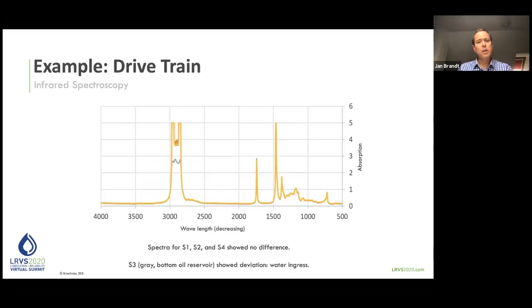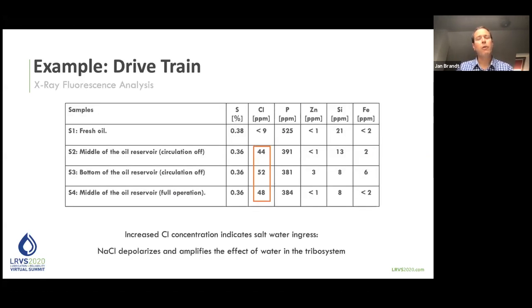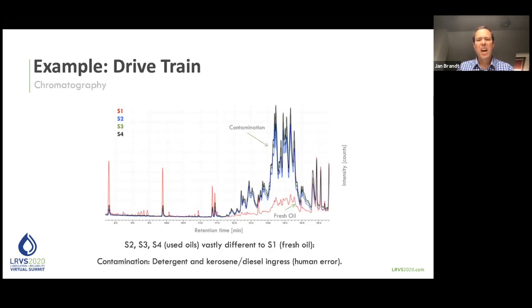Then we looked at the infrared spectra, and we saw only a few changes, but also there was some sort of indication that there was water ingress. When we looked then at the X-ray fluorescence of these samples, fresh and used ones, we could see there was a lot of chloride coming into the measurement, and this is probably due to the saltwater ingress. And this was already great information to see. However, we wanted to look deeper and see really what has changed. The next depth was to look at chromatography, and this really allowed us to see, okay, there are contaminants. Where's the bandwidth of the contaminants? And this allowed us to also identify that there's detergents and kerosene ingress into this drivetrain.